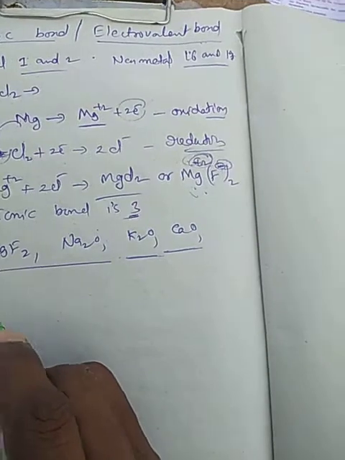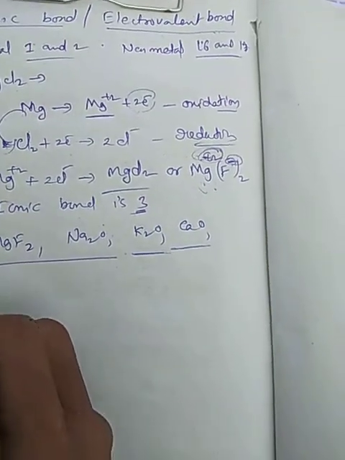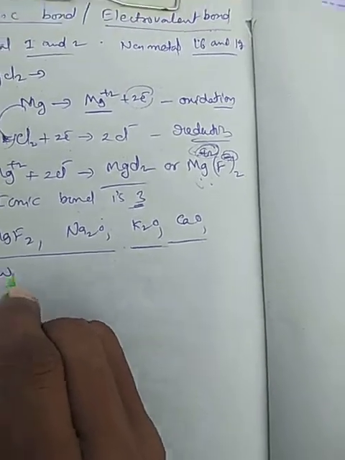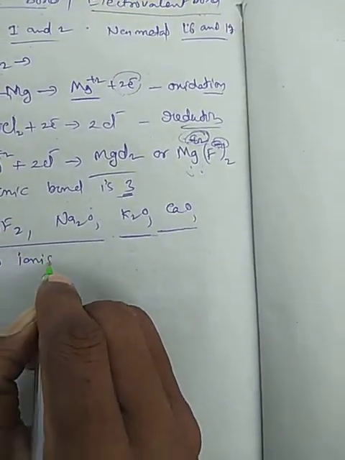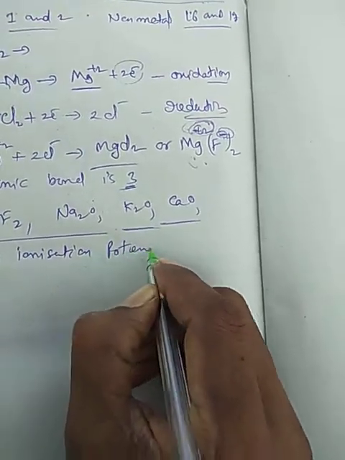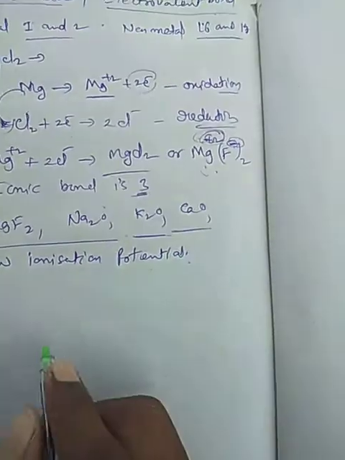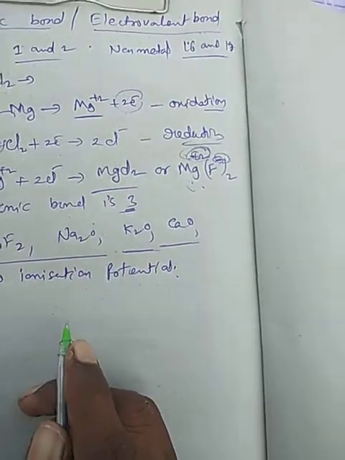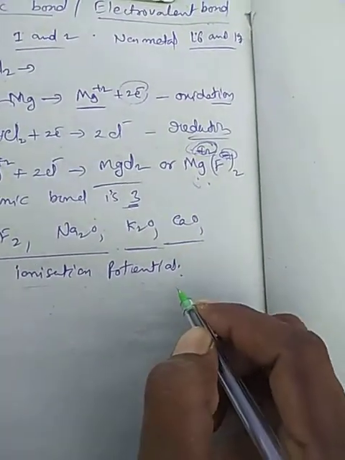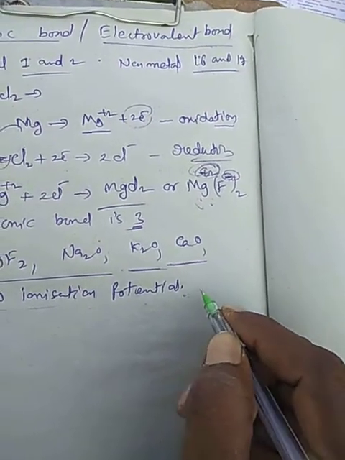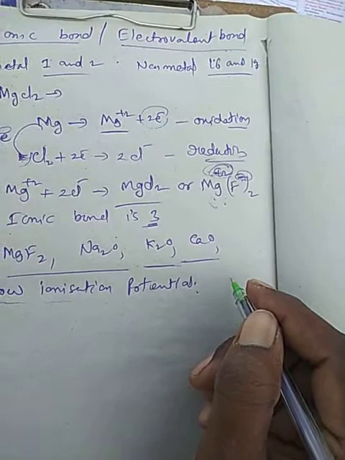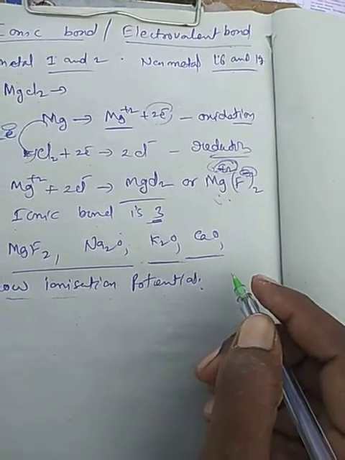What are the factors affecting ionic bond formation? The first factor is low ionization potential. If the ionization potential is low, the ionic bond is easily formed. A high ionization potential means bond formation is very difficult.